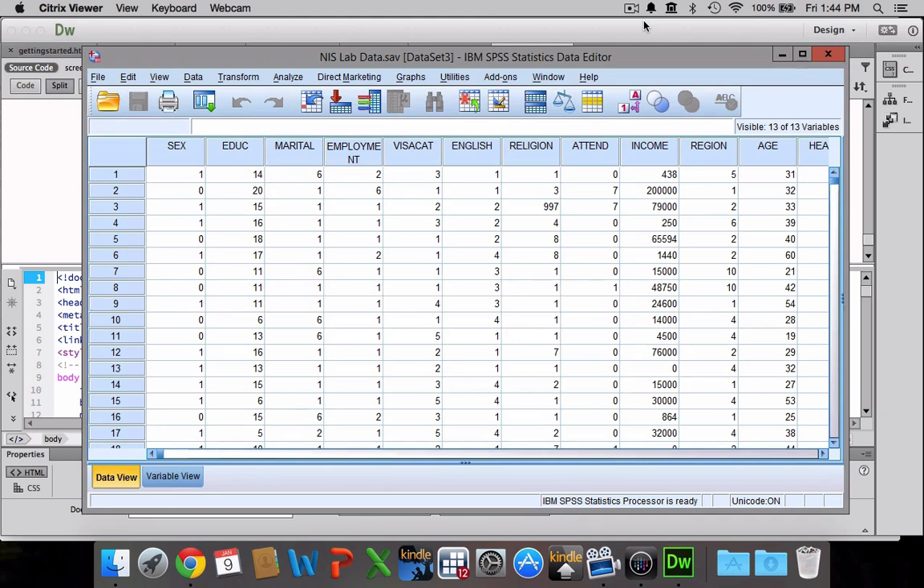So confidence intervals are essentially estimation. We're trying to take the data that we have in our sample and extrapolate that data and apply it to the population as a whole. For example, I'm using the NIS lab data here. It's about 4,000 respondents, and so we can actually do a lot with these data.